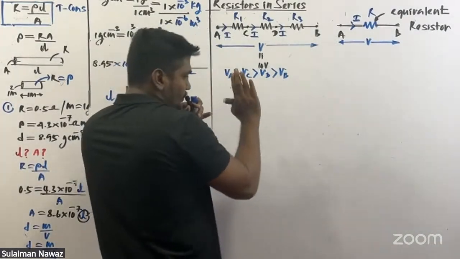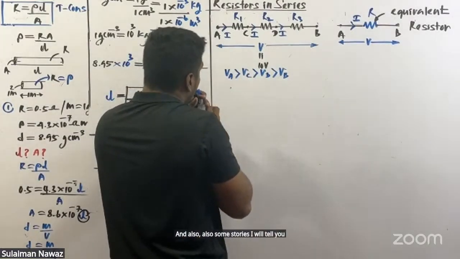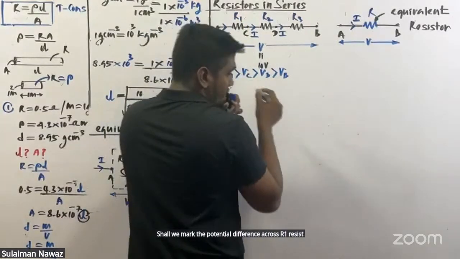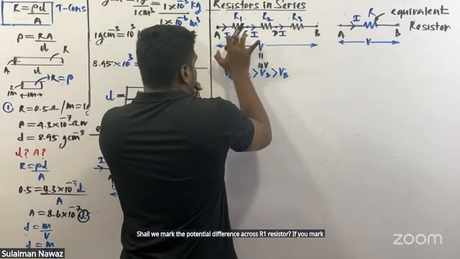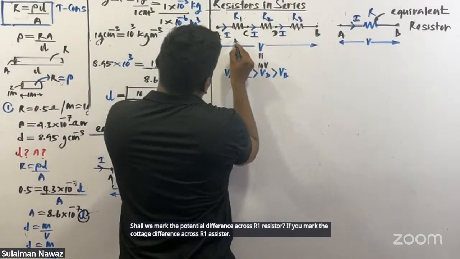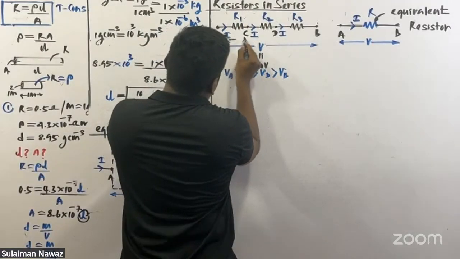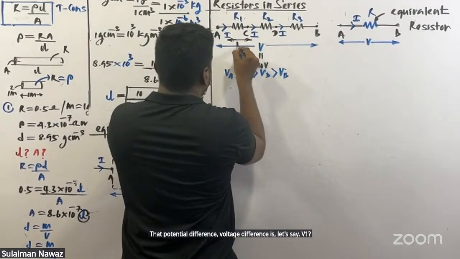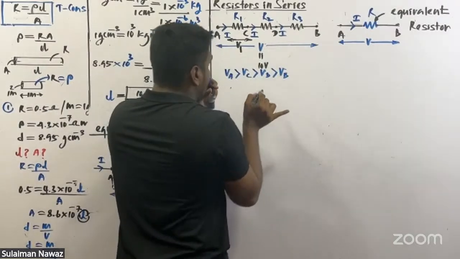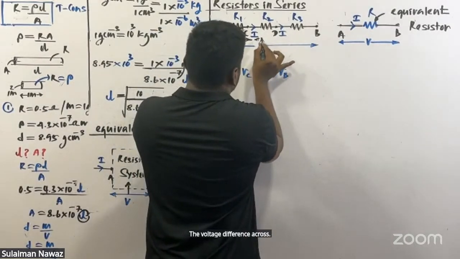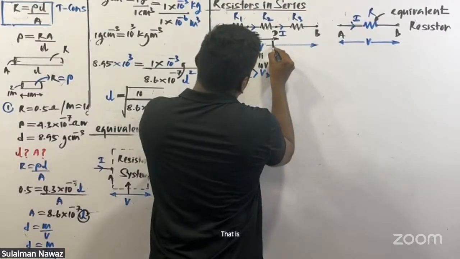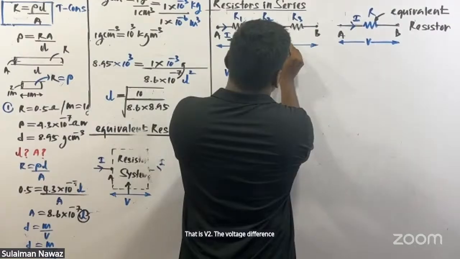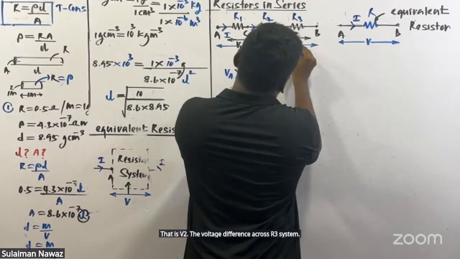And also some stories I will tell you, write down. Shall we mark the potential difference across R1 resistor? If we mark the potential difference across R1 resistor, that potential difference, voltage difference is, let's say, V1. The voltage difference across R2 resistor, that is V2. The voltage difference across R3 resistor, that is V3.